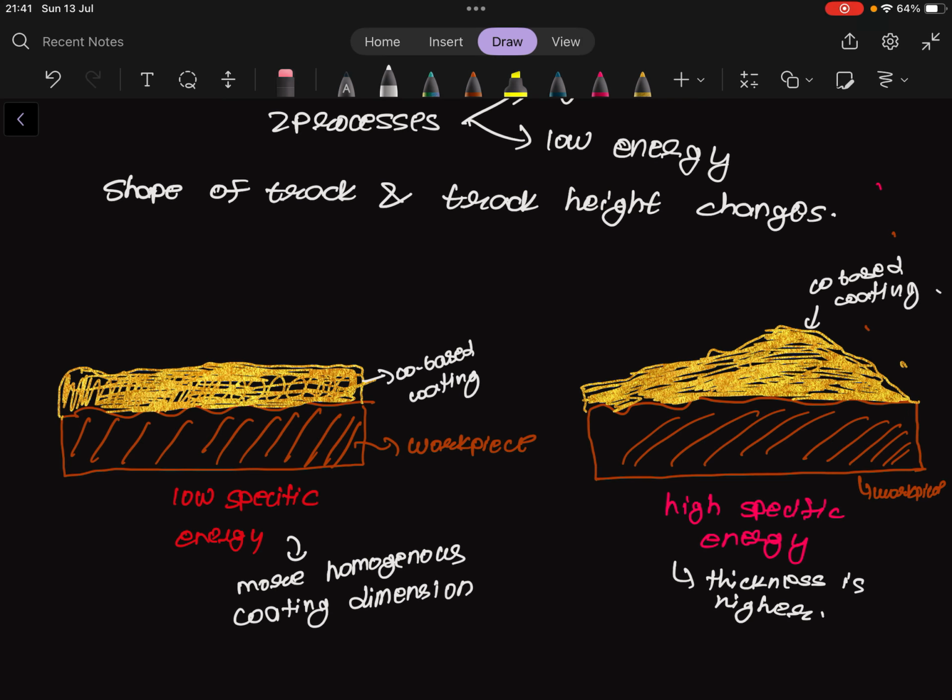The other question is what happens at the interface area, I mean this interface area here. We will see that the microstructure of our superalloy is dendritic.